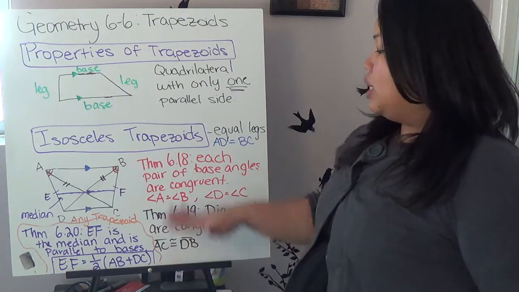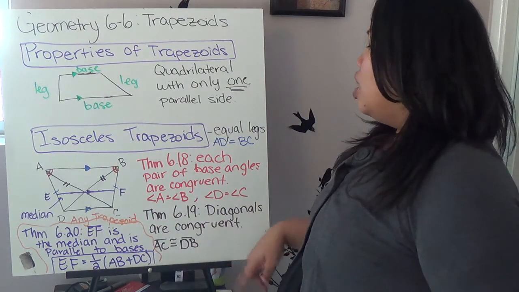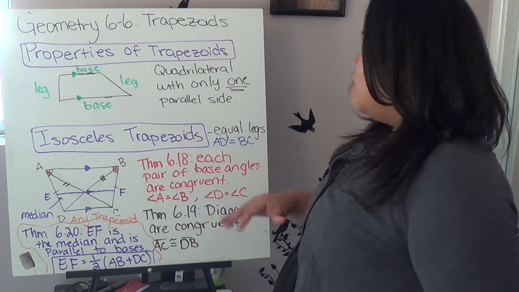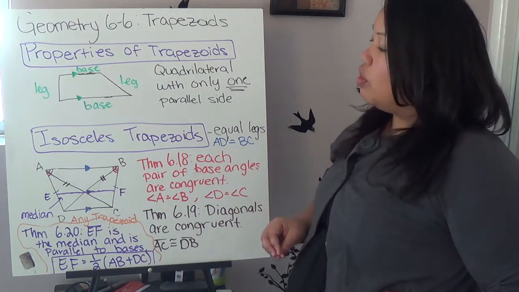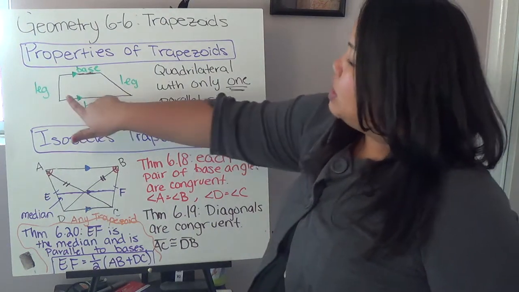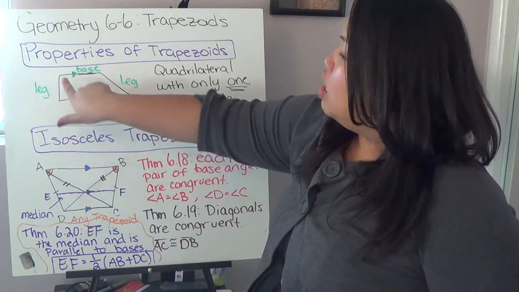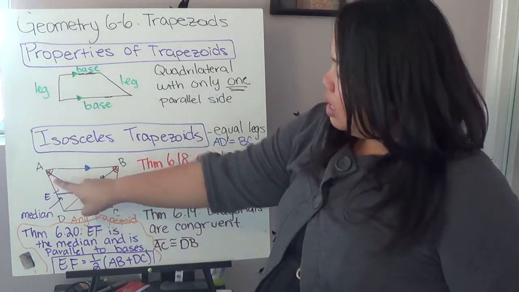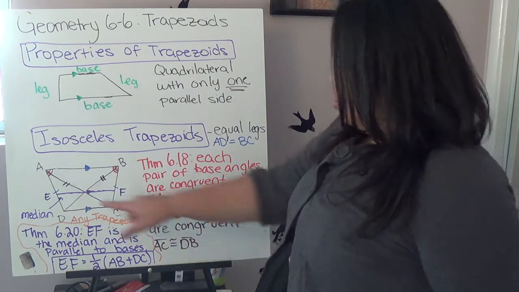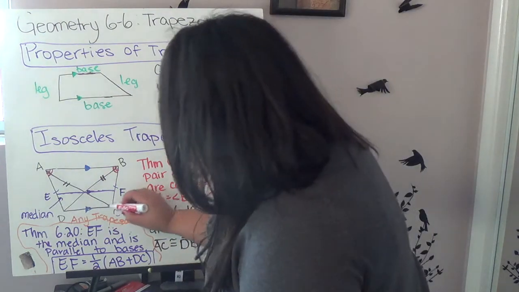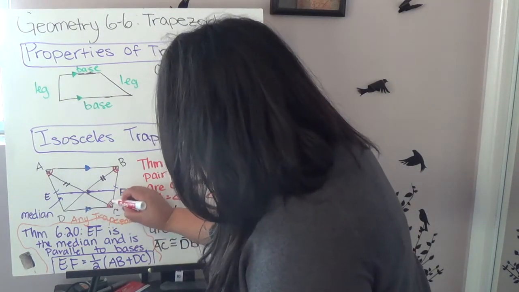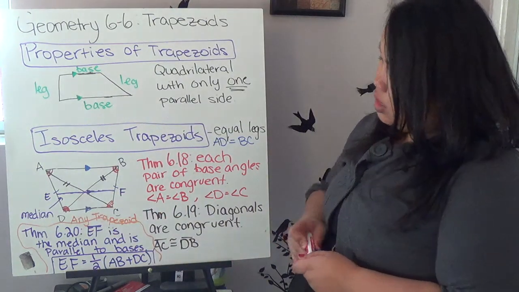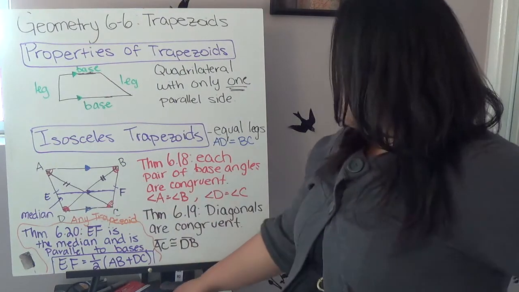And there are certain properties that come with an isosceles trapezoid. The first one is Theorem 6.18, which means that if you have an isosceles trapezoid, then each pair of base angles are congruent. Basically this is a pair with this base angle, and this is a pair with this. So they're congruent to each other. This tells me that angle A is equal to angle B, and angle D is equal to angle C. Let me draw that in. Okay, so angle A is equal to angle B, angle D is equal to angle C.